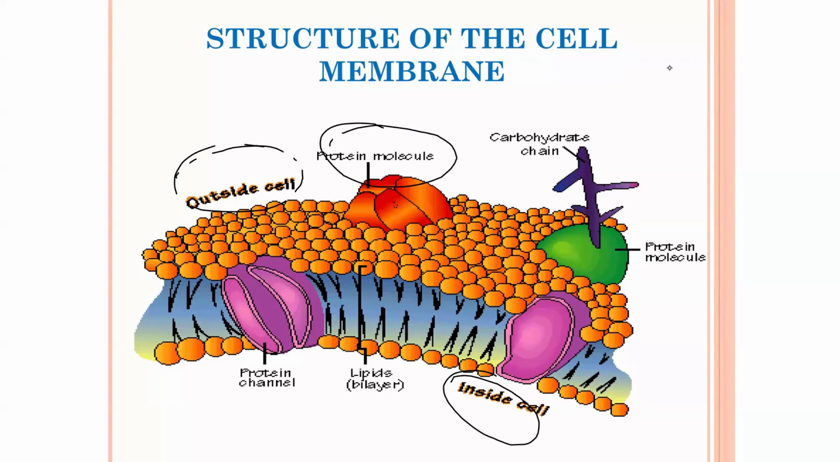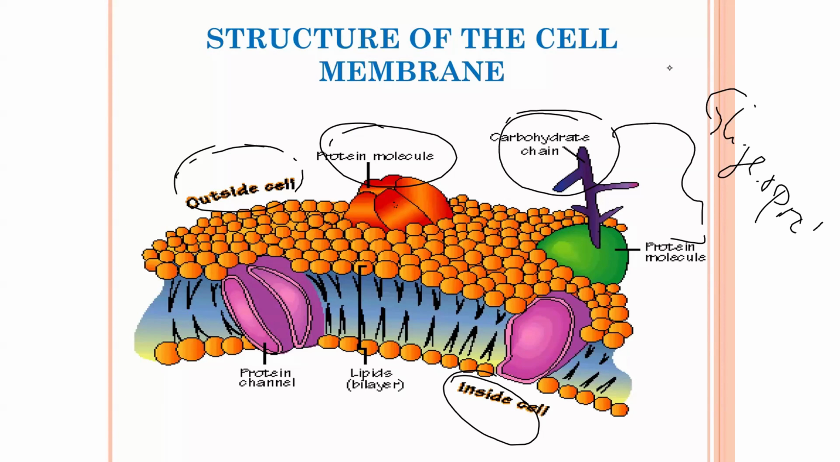It's a channel where molecules pass in and out of the cell. And there is also a carbohydrate chain. This is how it looks, and this is the protein. So you see here, you have carbohydrate and proteins attached. Because proteins and carbohydrate are attached, it's called glycoproteins. Whenever you have proteins and carbohydrate together, you have glycoproteins.